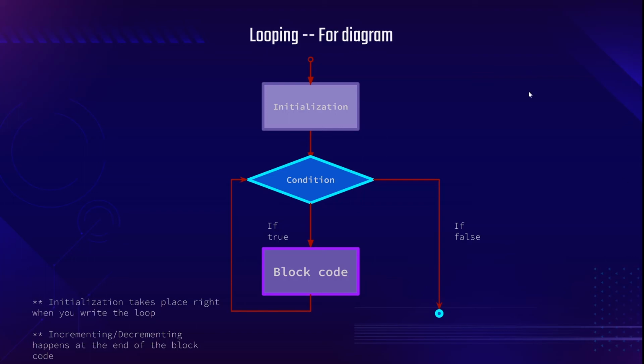So similar to the for loop, actually exactly the same as the for loop, we go into that condition. If true, we hit that block of code and we keep looping and looping until it's false, and then we get out.